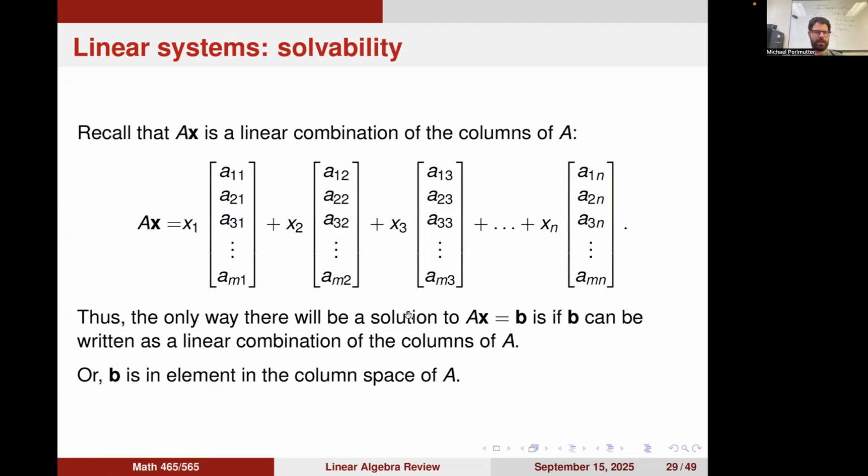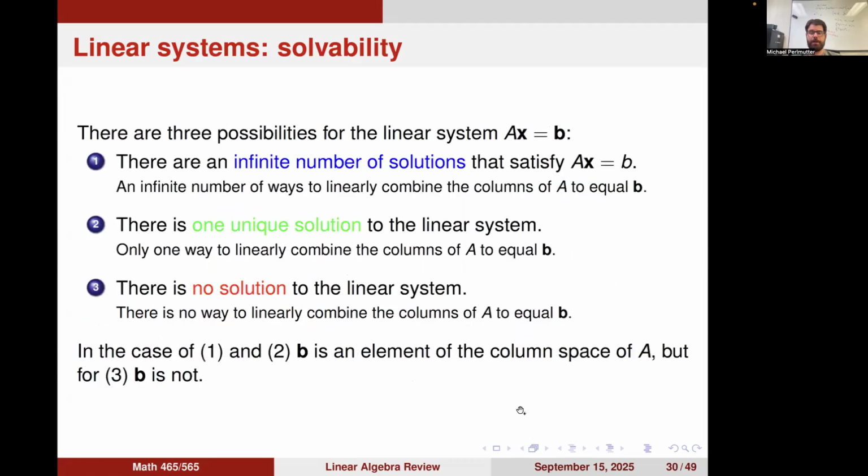We're also going to recall that Ax is going to be a linear combination of the columns of A. And this leads us to an insight. The only way that there will be a solution to Ax = b is if b can be written as a linear combination of the columns of A. That is, if b is an element of the column space of A.